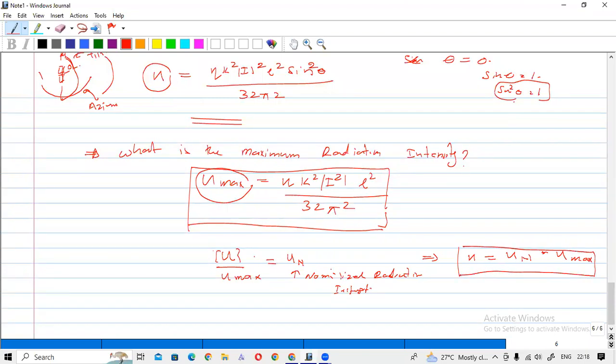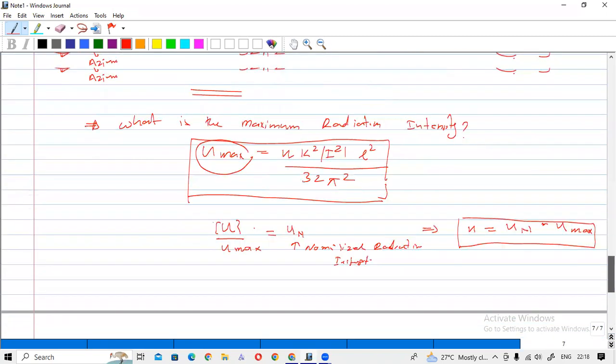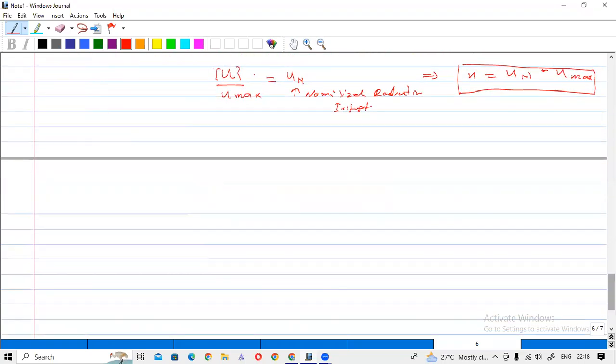Okay, and this UN, the normalized radiation intensity, is important. To draw the intensity pattern of an antenna, we normally use this normalized radiation intensity. So if you find the normalized intensity UN of the infinitesimal antenna.